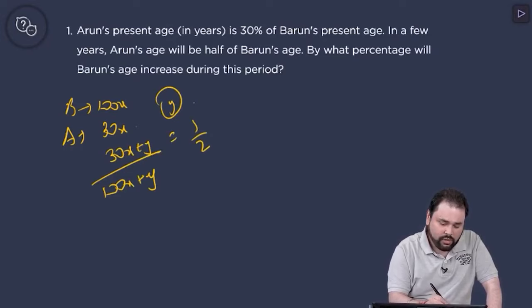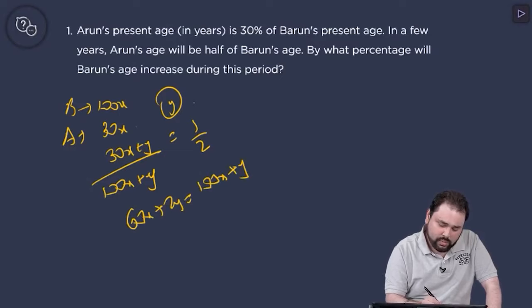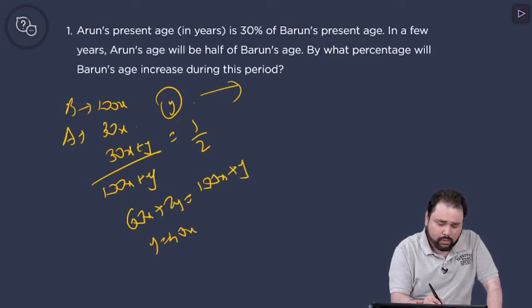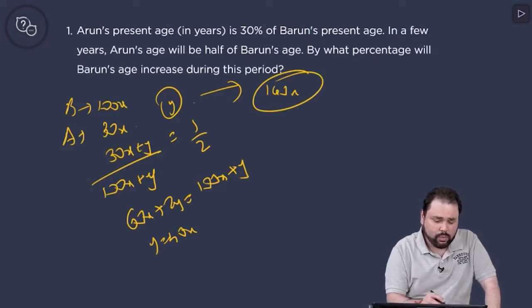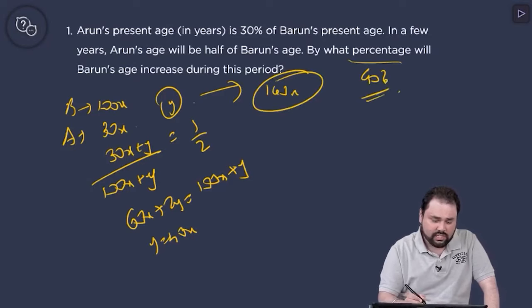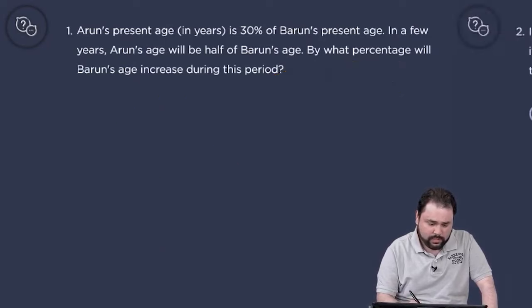And this is half. So cross multiply: 60x plus 2y is 100x plus y, which means y is equal to 40x. So in the same amount of time, Barun would be 140x. So Barun's age has gone from 100x to 140x. What percentage increase? 40% increase. Answer is 40. Let's quickly move on.